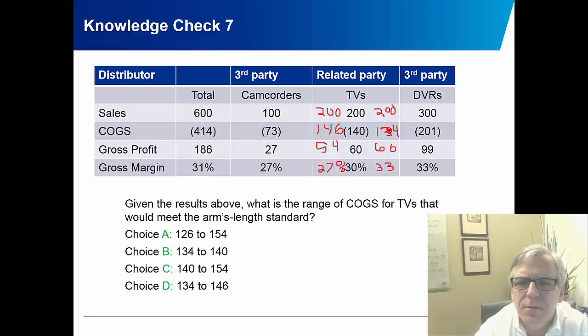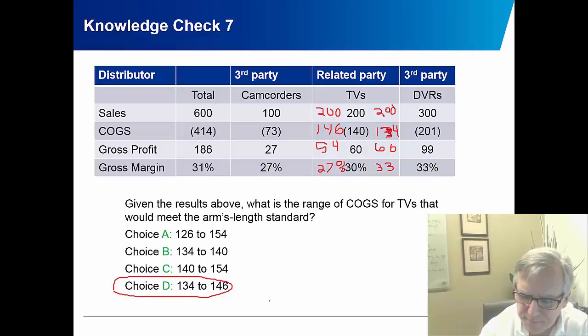My threes are a little hard to draw there. So that said, we go down here and we'd see the answer then would be our choice D. 134 to 146 is the arm's length range of the cost of goods sold for this related party.